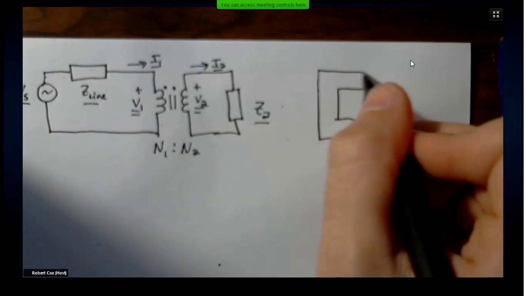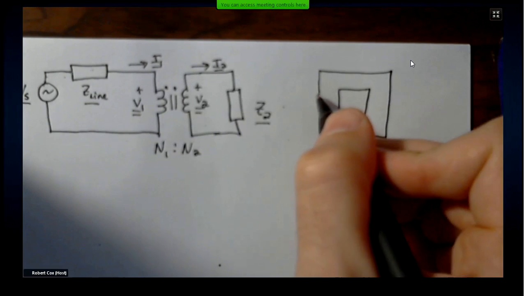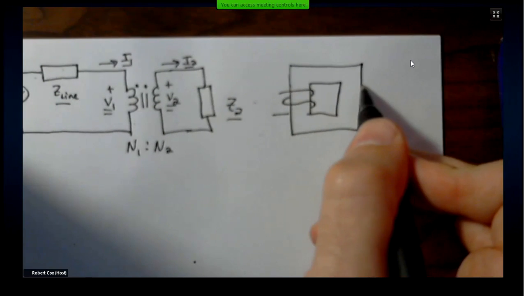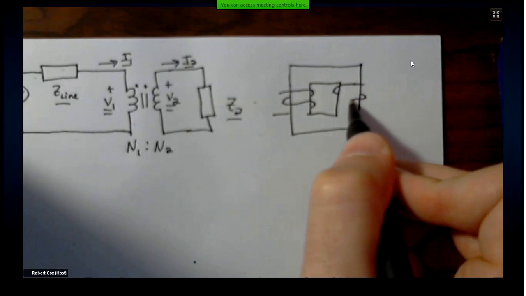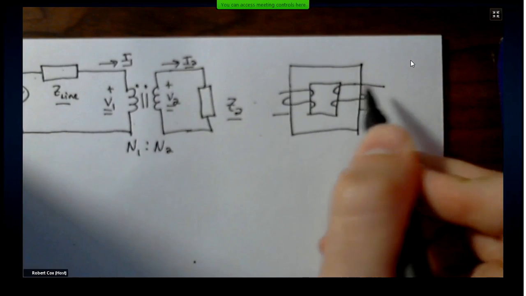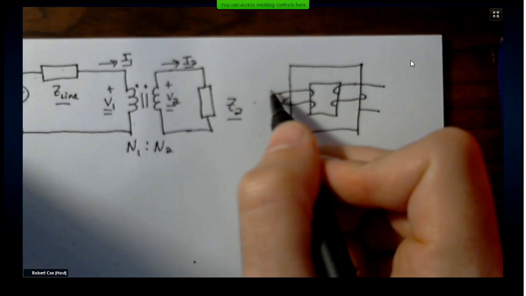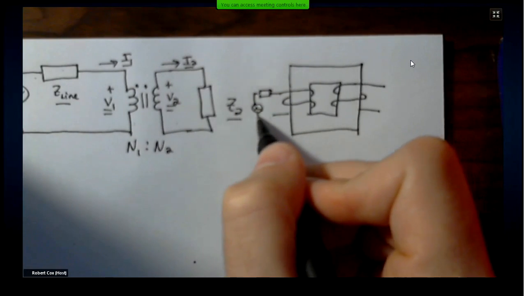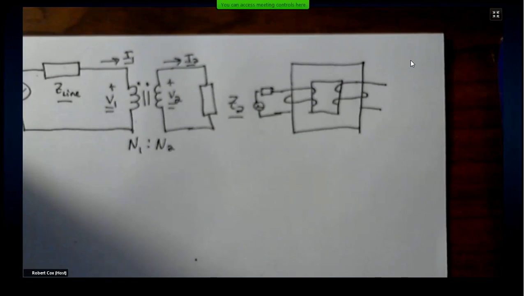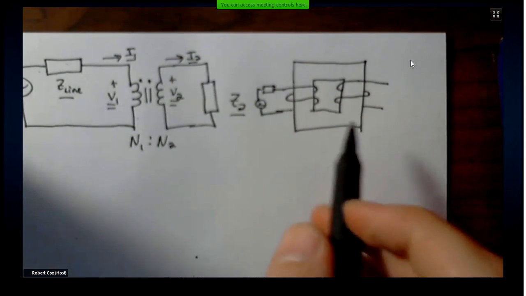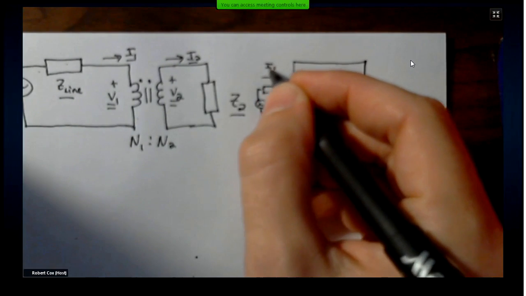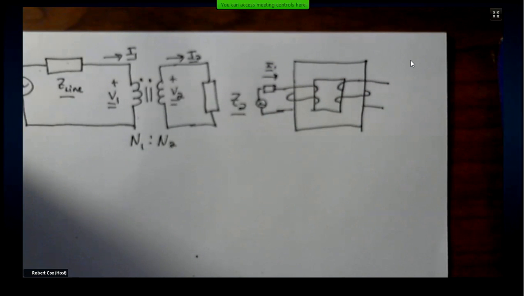Okay, so here's the picture of a transformer. I've got a coil here, and I've got a coil over here. Let's say I had that Z line and Vs hooked up right there. The key thing to ask yourself is, in this setup with an open circuit on the secondary, this would be I1. How much current flows into there? Well, the short answer is none.